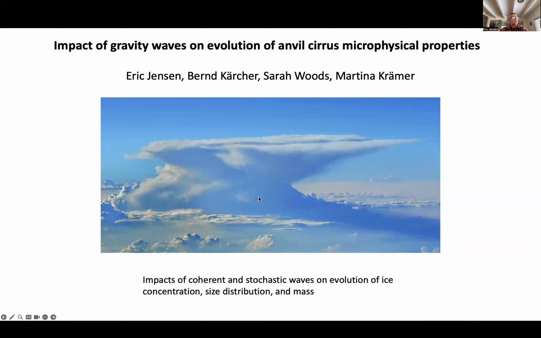Anyway, what I'm going to talk about today is the impact of gravity waves on Anvil Cirrus microphysical properties. And as Martina said, this is going to be both analysis of data and some modeling that I'm going to show. And I want to acknowledge my co-authors, Baron Karcher, Sarah Woods, and Martina Kramer, who helped out a lot with this.